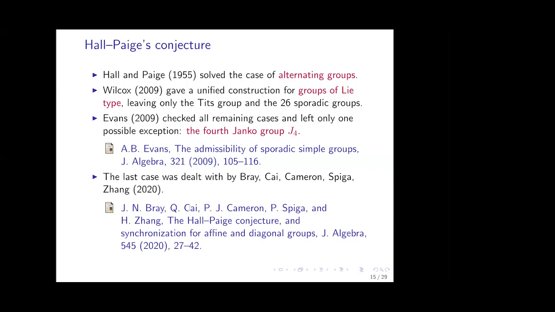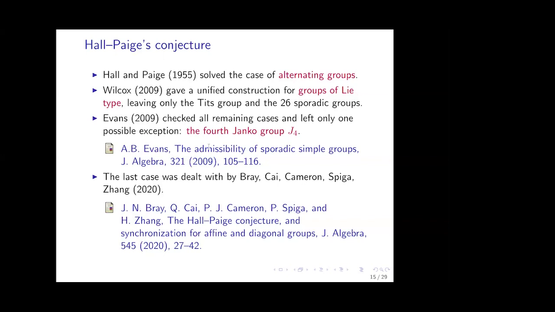Bray, Cai, Cameron, Spiga, and Zhang investigated the synchronization for affine and diagonal groups using the Hall-Paige conjecture. So in this paper, they include Bray's last case on the fourth Janko group. So that means the existence of a G31 difference matrix was finally solved, or that means the conjecture by Hall and Paige was finally solved.